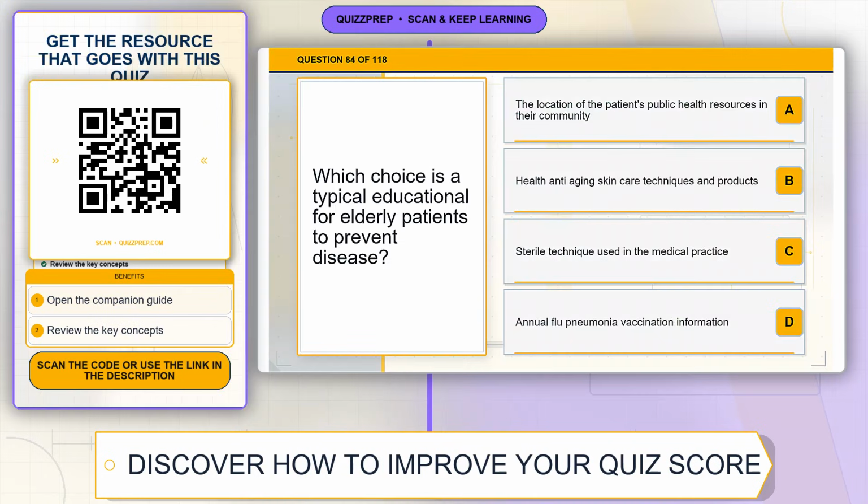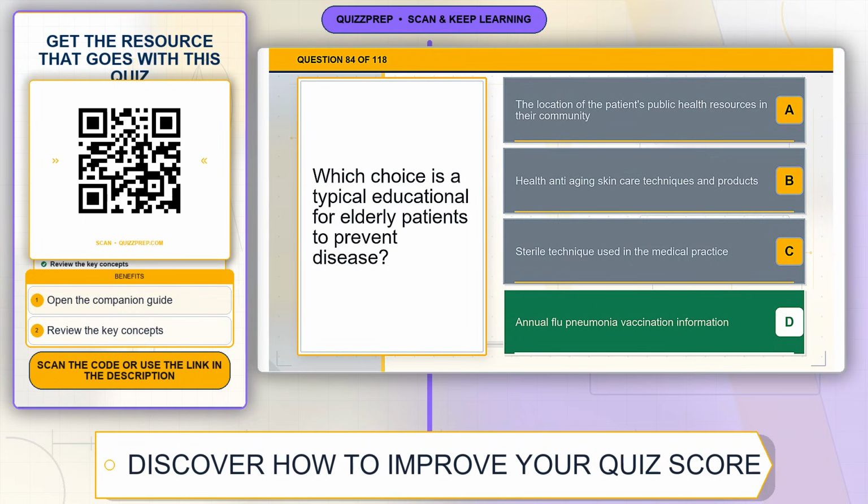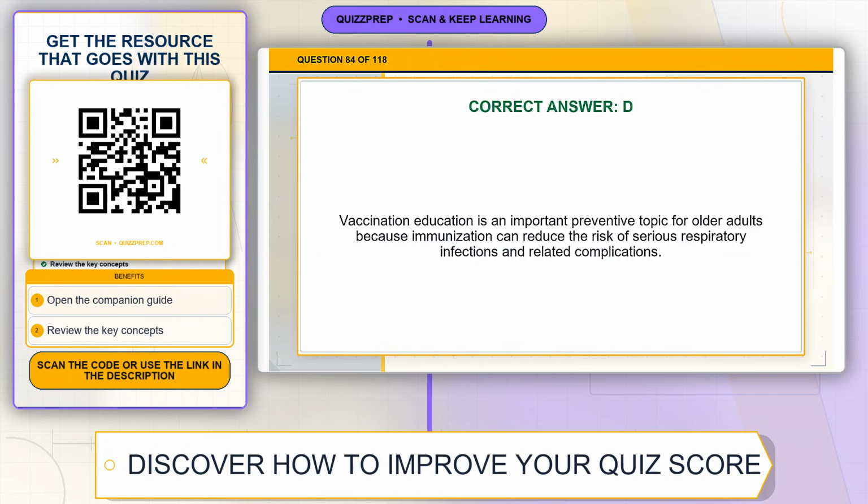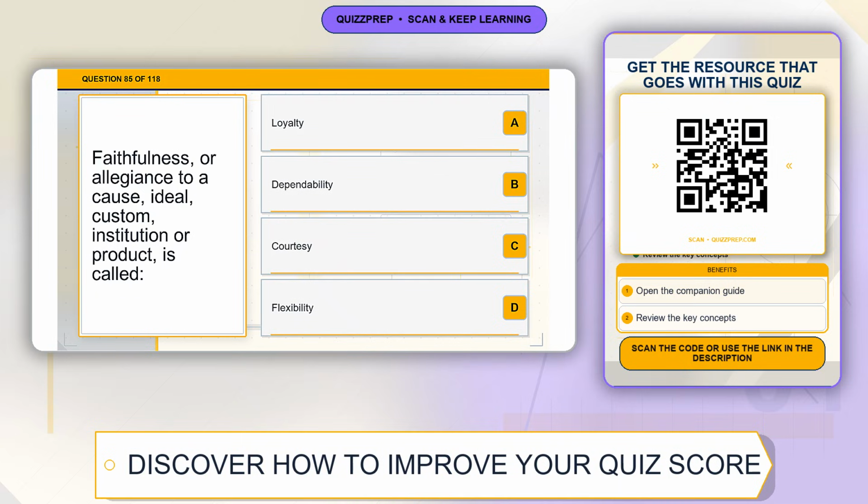Question 84. Which choice is a typical educational topic for elderly patients to prevent disease? Option A, the location of the patient's public health resources in their community. Option B, health anti-aging skin care techniques and products. Option C, sterile technique used in the medical practice. Option D, annual flu and pneumonia vaccination information. The correct answer is option D, annual flu and pneumonia vaccination information. Explanation. Vaccination education is an important preventive topic for older adults because immunization can reduce the risk of serious respiratory infections and related complications.